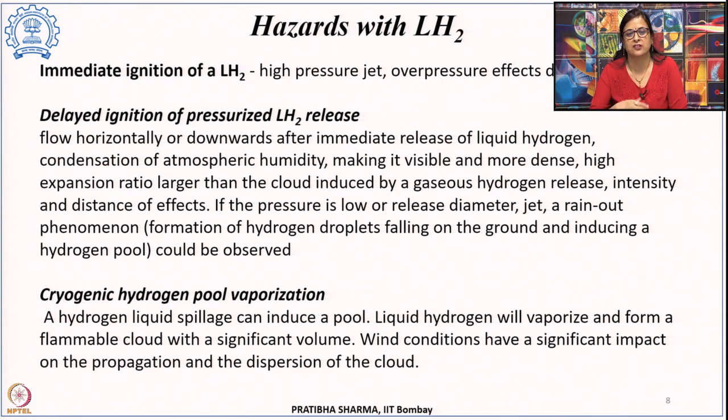Now, as the liquid hydrogen spills, it can form a pool. Now, this liquid hydrogen will also vaporize because of the temperature difference. Liquid hydrogen was at 20K, and the atmospheric conditions are at room temperature. Now, this will form a flammable cloud, and the expansion ratio is higher, so that will have a significant volume. Now, the top layers will be like sort of boiling films, and because of the lower temperature, it will freeze the ground. So, depending upon the environmental conditions, there will be propagation as well as dispersion of the cloud. So, wind conditions will have a high impact on the propagation or the dispersion of this cloud.